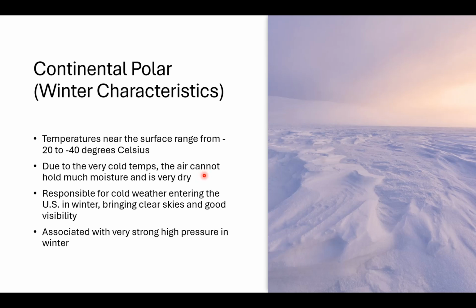Continental polar air masses in the winter are responsible for cold weather entering the U.S. They generally bring clear skies and good visibility. Now, I've seen these coming in and out of the mid-Atlantic, and continental polar air masses with a nice strong Canadian high pressure coming in just produce some amazingly clear, really crystal clear blue skies.